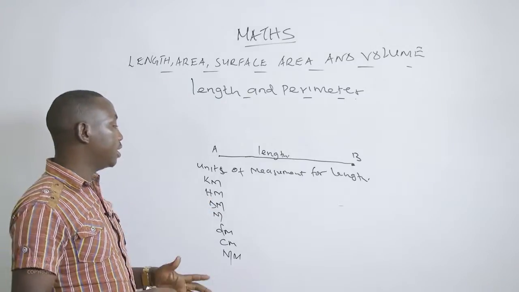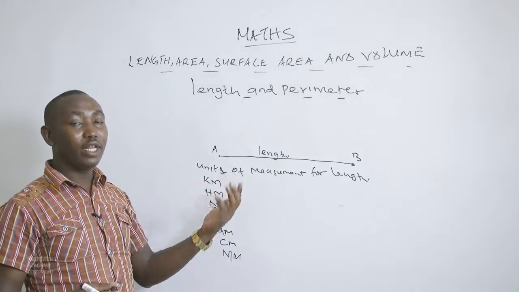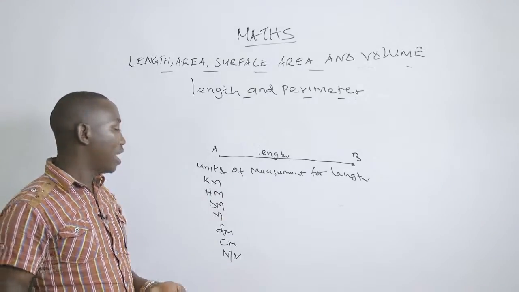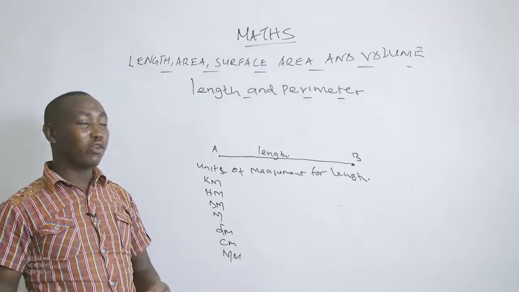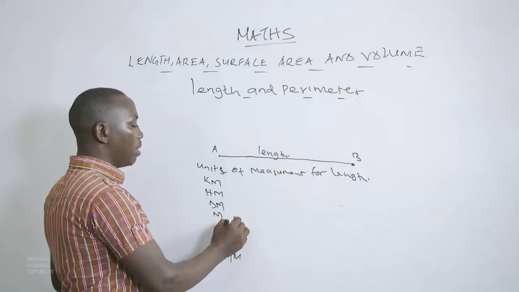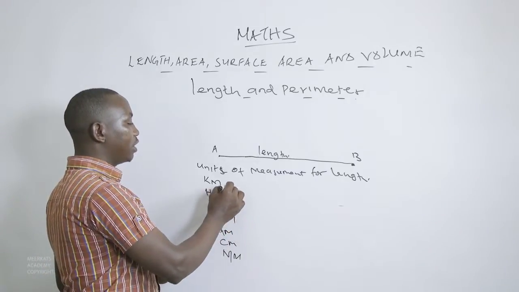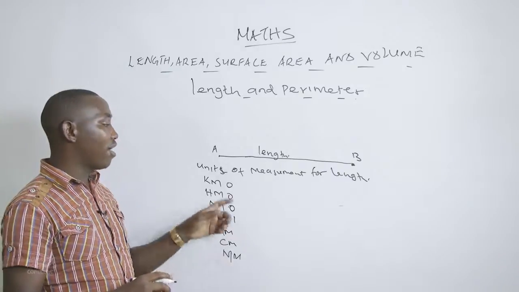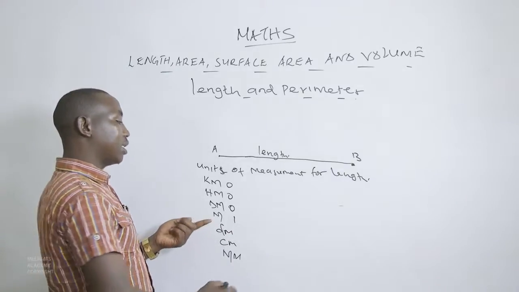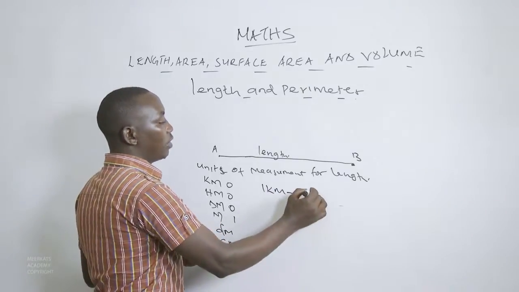And in most cases, you can be asked to convert from one unit of measurement to a different unit of measurement. For example, if you are told to convert from kilometers to meters, then you simply place a 1 on meter and then the other zeros up to where we have kilometer. This will tell you that 1 kilometer is equivalent to 1,000 meters.